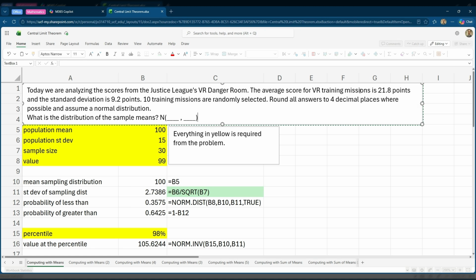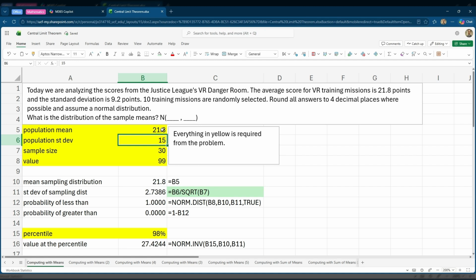So here's what we're going to do. We're going to put our average score, the 21.8. That is our population mean. Perfect. Our population standard deviation is the standard deviation that they gave us, 9.2. And of course, our sample size is 10. Now, I don't have a value here, but that's okay. All right, so now, like we've done before, everything in yellow is required from the problem.